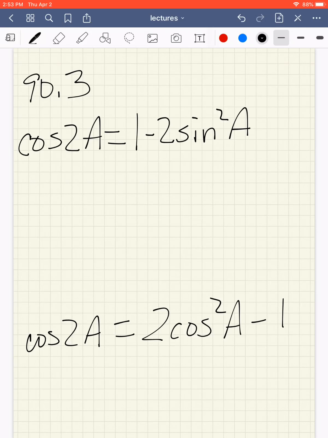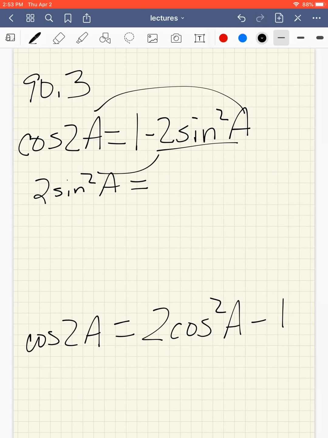These are the two that I told you you could put on your card if you wanted to, or if you thought you could remember how to develop them, you didn't need to put them on your card. That's fine. Alright, so in this case, we're going to solve for sine. So I'm going to bring this guy over and take this one over here. So I have 2 sine squared of a is equal to 1 minus cosine of 2a.